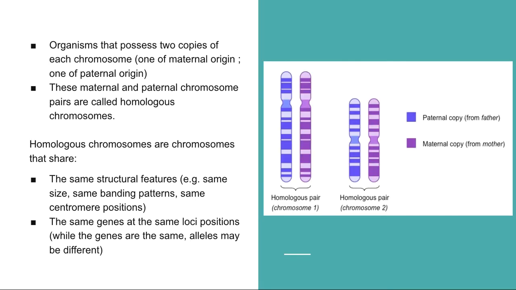Organisms that possess two copies of each chromosome, so one from the mother and one from the father, these maternal and paternal chromosome pairs are called homologous chromosomes, and homologous chromosomes share the same structural features, so the same size, the same banding patterns, the same centromere positions, and also the same genes at the same loci positions. While the genes are the same, alleles may be different. So that's very important. So as you can see, this is a homologous pair and this is a homologous pair. So same in size, same banding patterns, etc.